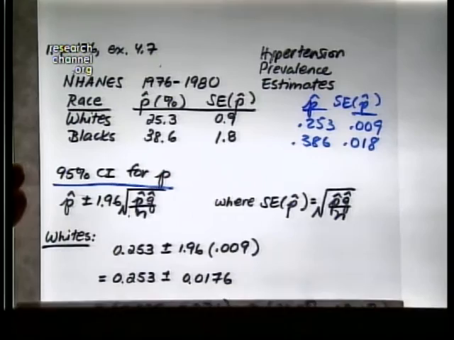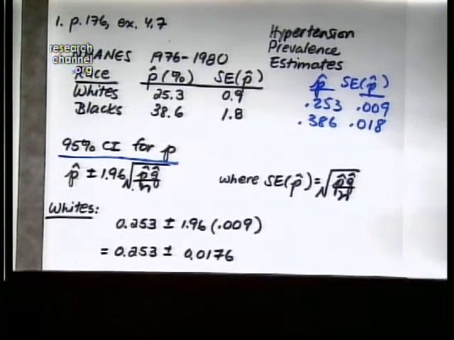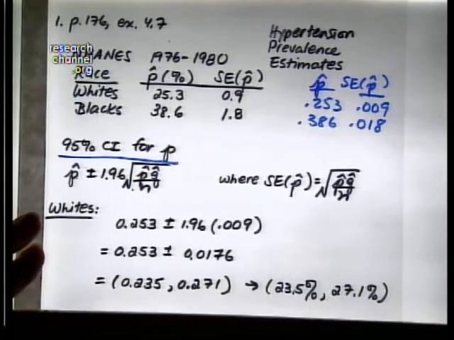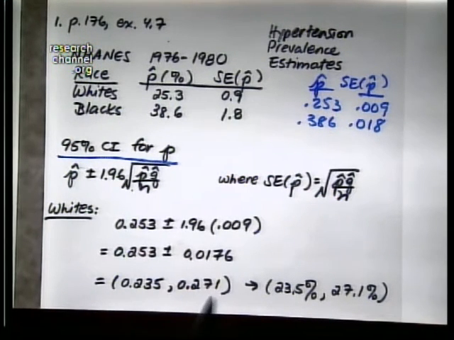So for whites, this confidence interval could be expressed as the sample proportion of 0.253 plus or minus 1.96 times the standard error of 0.009. And if we go through the math, what we see is that we have a 95% confidence interval ranging from 0.235 to 0.271. This is a confidence interval for the true population proportion. This allows me to say that I'm 95% confident that the true proportion of whites with hypertension in this time period is contained in this interval that ranges between 23.5% up to 27.1%.